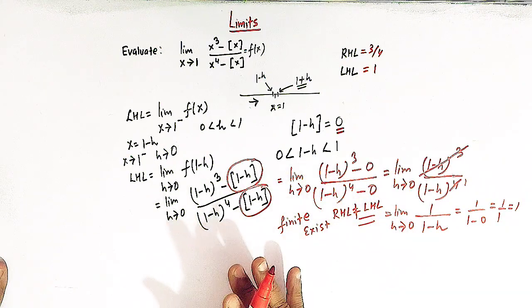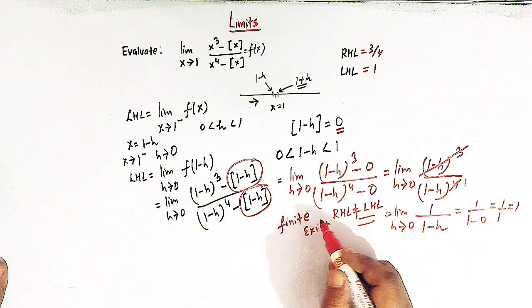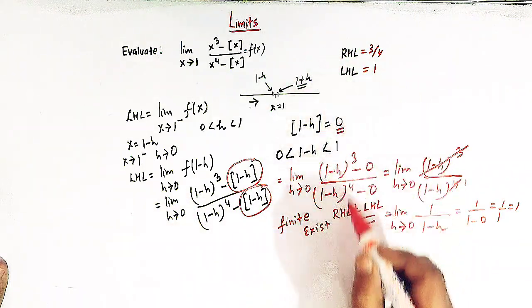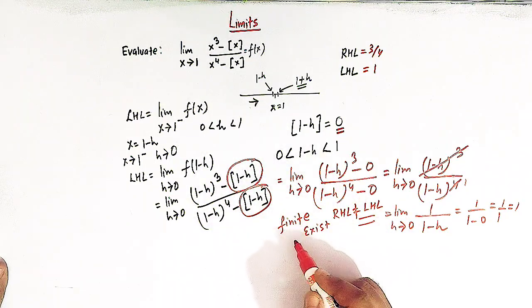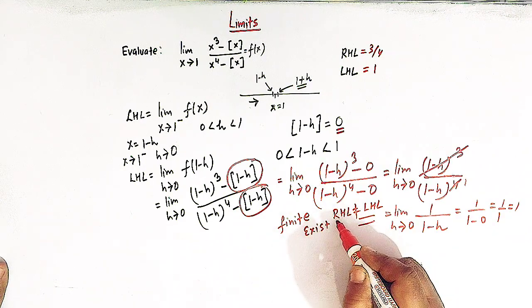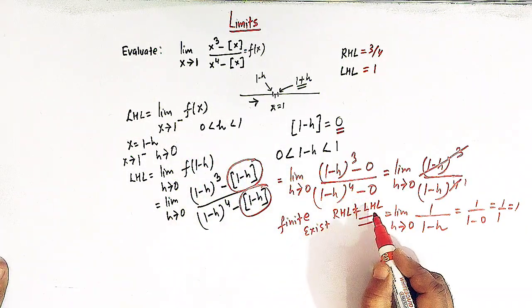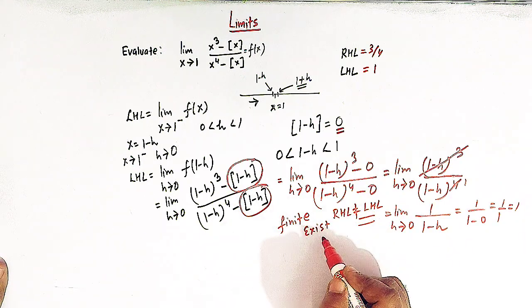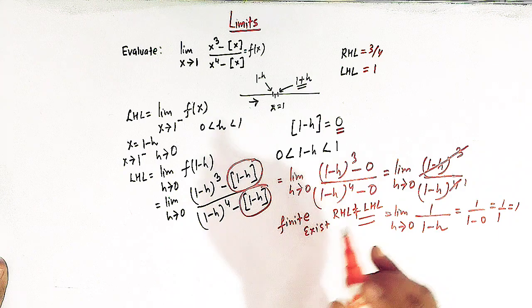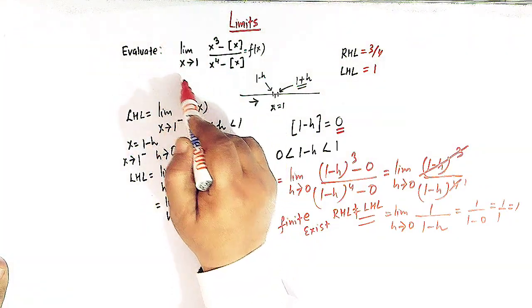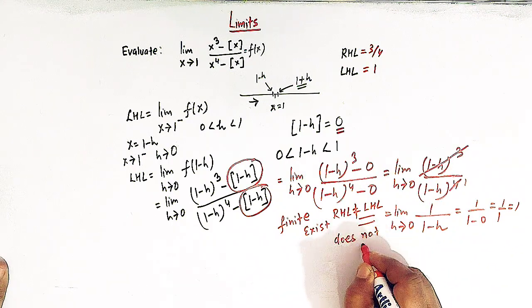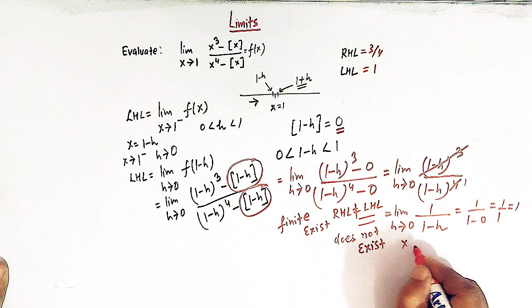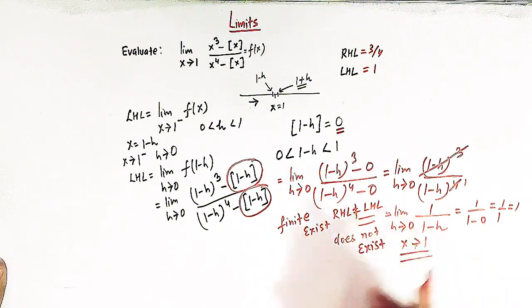The condition for a limit to exist is that the right hand limit and the left hand limit should be equal to each other. Besides, they must be finite and they must exist. So in this case, although the right hand limit and left hand limit are finite and exist, they are not equal to each other. So we can claim that the limit of this function does not exist when x tends to 1. So this is how we can solve these types of problems.